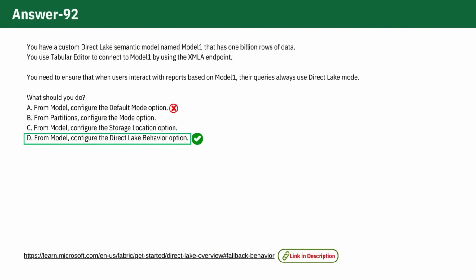Why other options are incorrect? A. From Model, configure the default mode option. This sets the default mode for new tables, not for enforcing Direct Lake mode in existing queries. B. From Partitions, configure the mode option. Configuring partitions is not specific to ensuring Direct Lake mode across the entire model. C. From Model, configure the storage location option. This deals with physical storage, not with enforcing query modes. So, it is an incorrect answer choice.